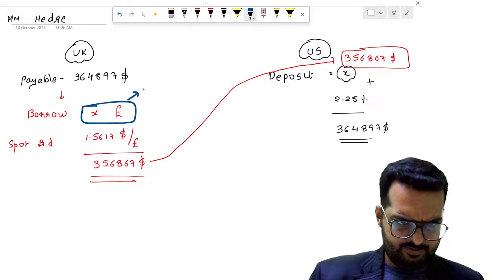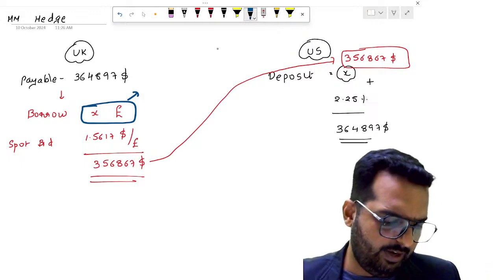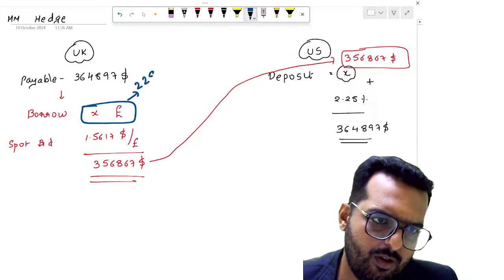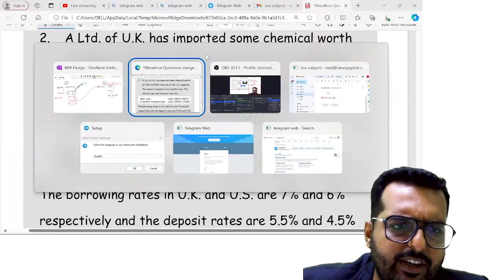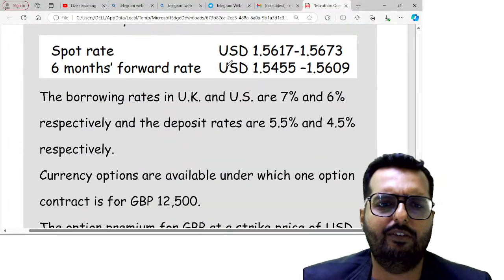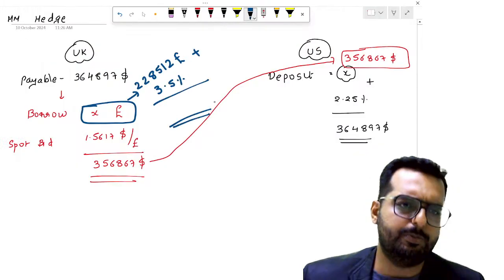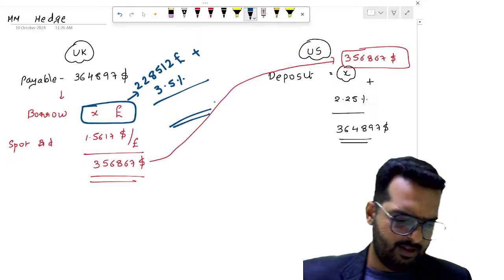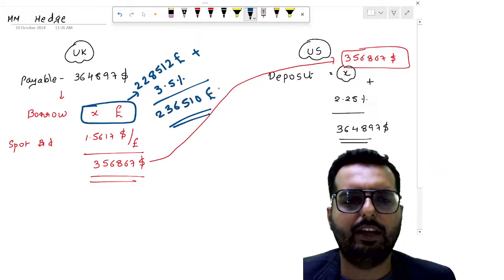So now what will be the value of this X that I should borrow? It will be 228,512. This much I have to borrow in pounds. What is the interest rate in pounds? The borrowing rate in the UK is 7%, that is 3.5% plus. So how much money will I end up paying? 236,510 pounds. This will be the money that I will pay.